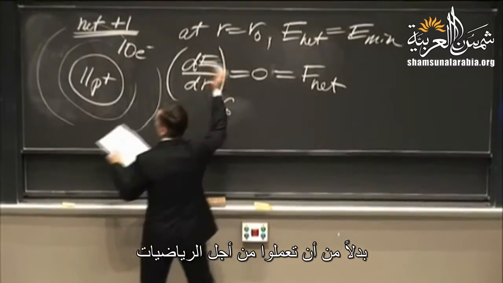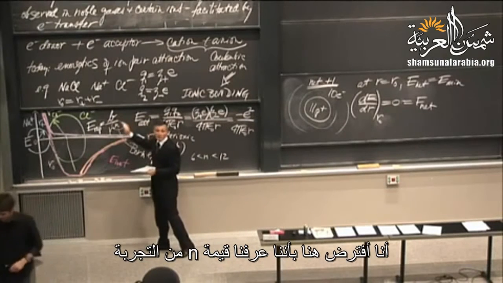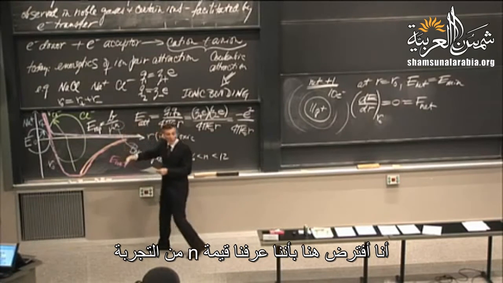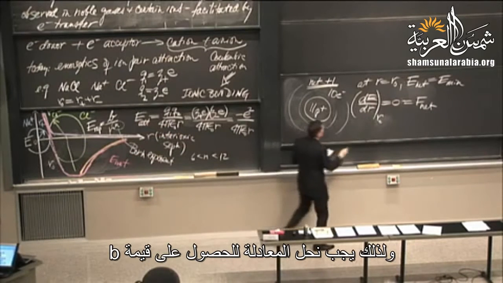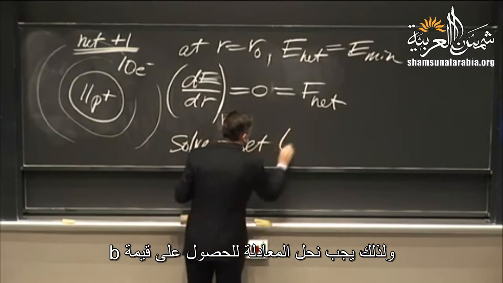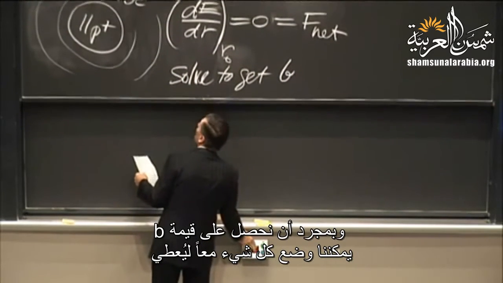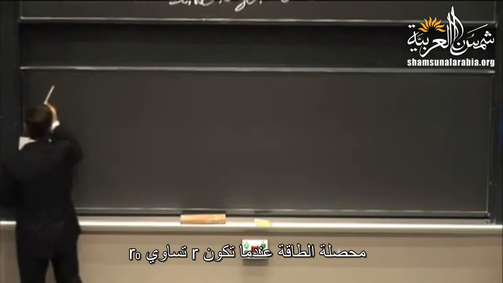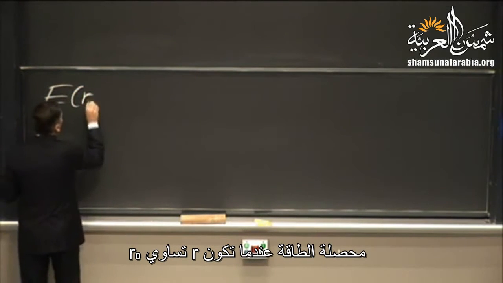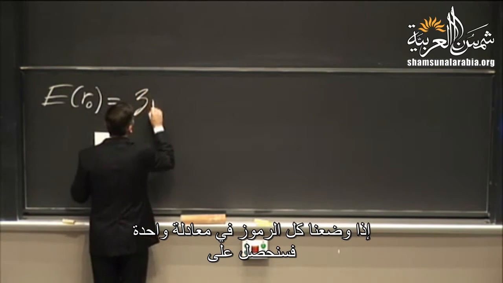So what do I have? I have everything in these equations except the value of B. I'm assuming we know the value of n from experiment. We don't know the value of B. And so you can solve to get the value of B. And once you've got that, you can put everything together and give an expression for the energy of the system at r equals r naught. When you plug everything in, you get this.